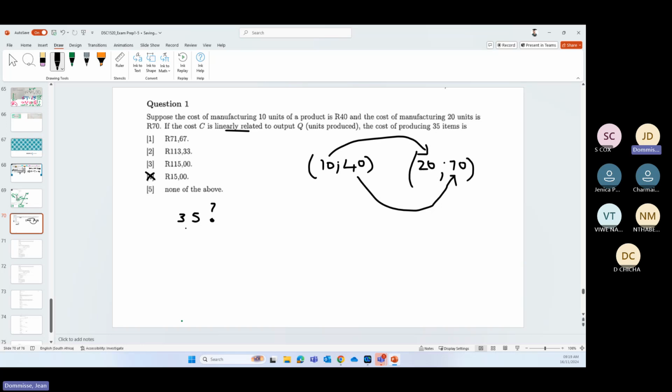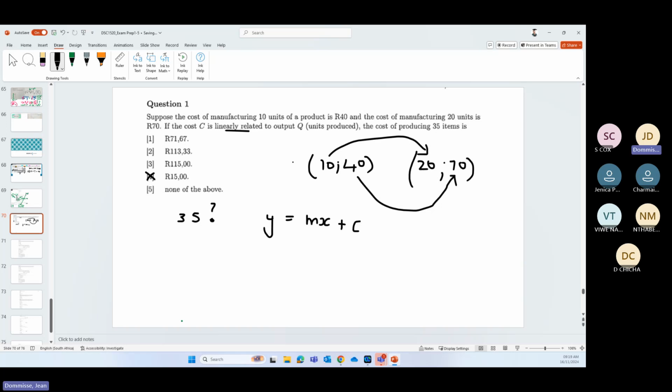15 will not be an answer because 35 units will be growing in price. So you can't have now suddenly that 35 units will cost you 15 Rand. 35 units will probably cost less than 140, but more than 100 or something like that. So what we will need to work out is actually our linear equation.